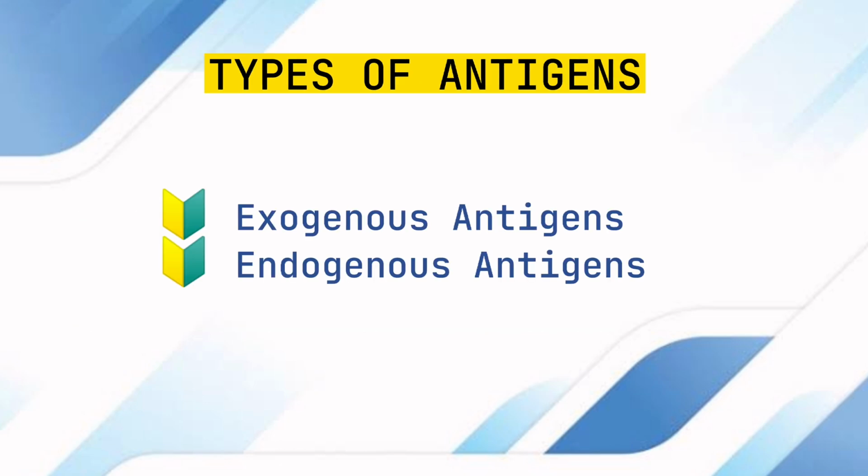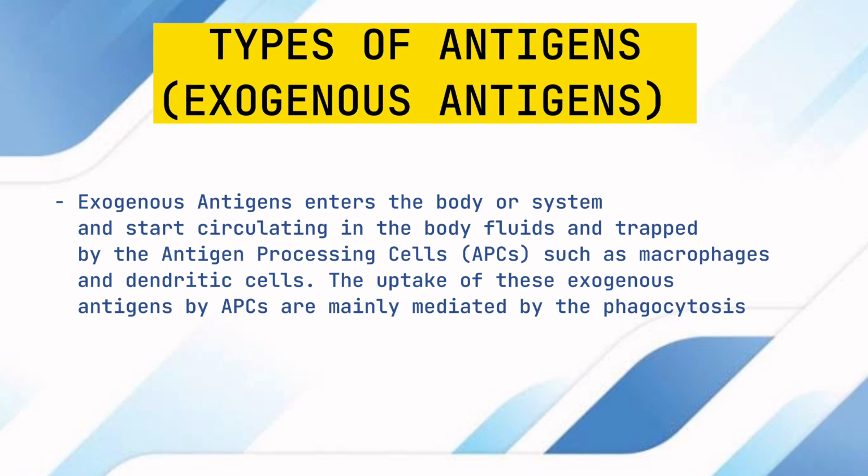Types of antigens: exogenous antigens and endogenous antigens. Exogenous antigens enter the body or system and start circulating in the body fluids and are trapped by the antigen processing cells, APCs, such as macrophages and dendritic cells. The uptake of these exogenous antigens by APCs is mainly mediated by phagocytosis.